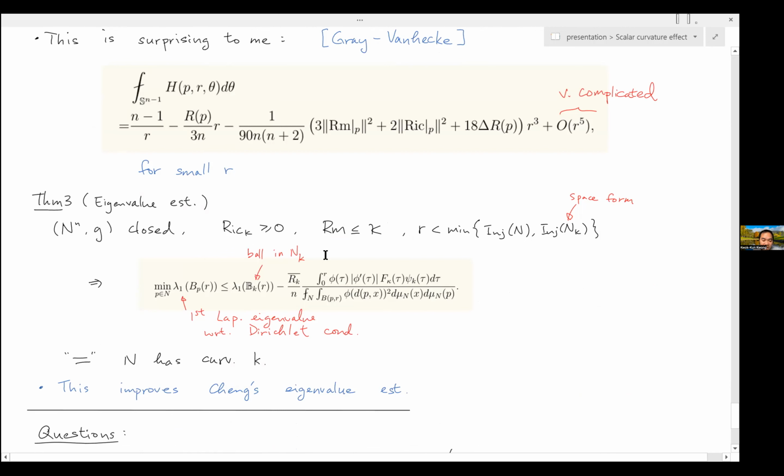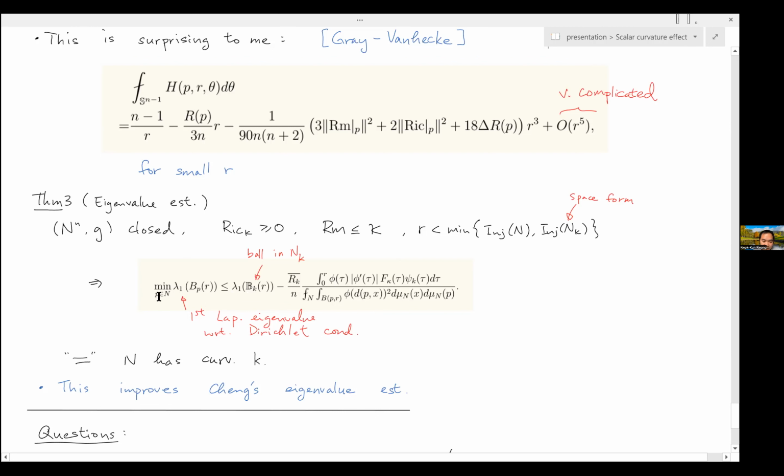which is a generalization of Yau's eigenvalue theorem. So his theorem is that if we have a Ricci curvature lower bound, then there's an upper bound for the eigenvalue of the geodesic ball. So it's actually bounded above by the eigenvalue. By eigenvalue, I mean the first eigenvalue for the Laplacian operator, with respect to the Dirichlet condition.